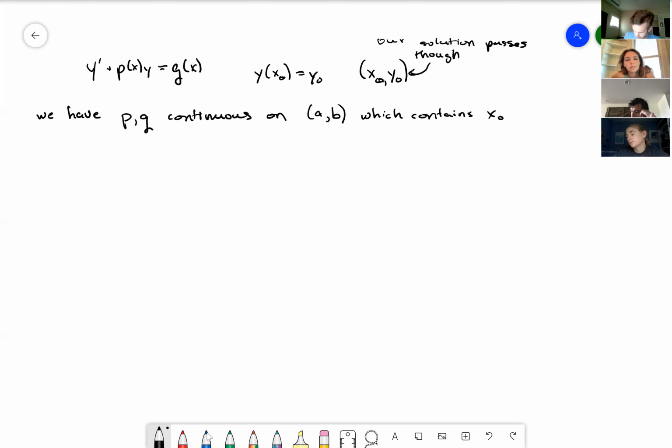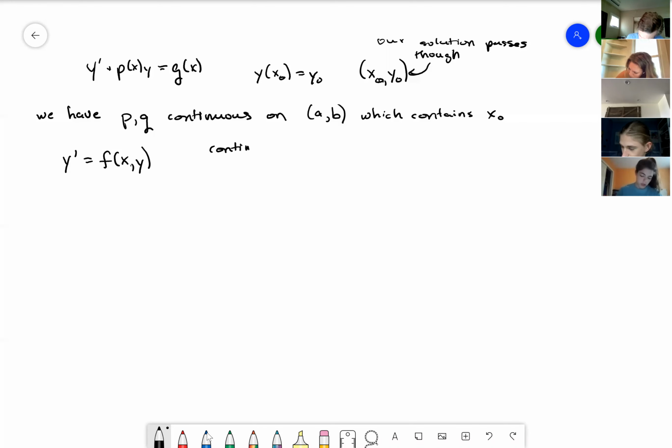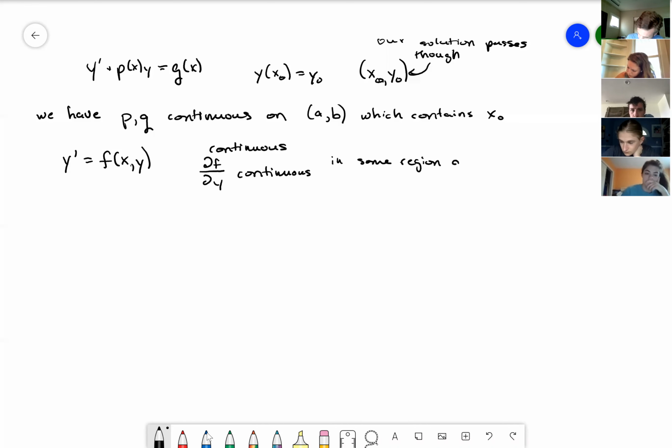So, let's say, if we look at this in the general form that we had for first order ODEs, we could rewrite y prime as equal to f of x, y. And we had these two conditions on f, that it was continuous and that the partial with respect to y is continuous in some region around x zero.